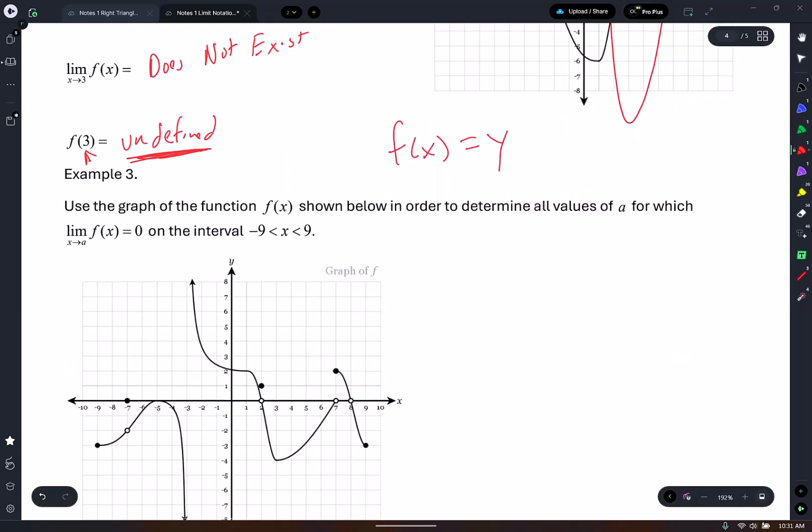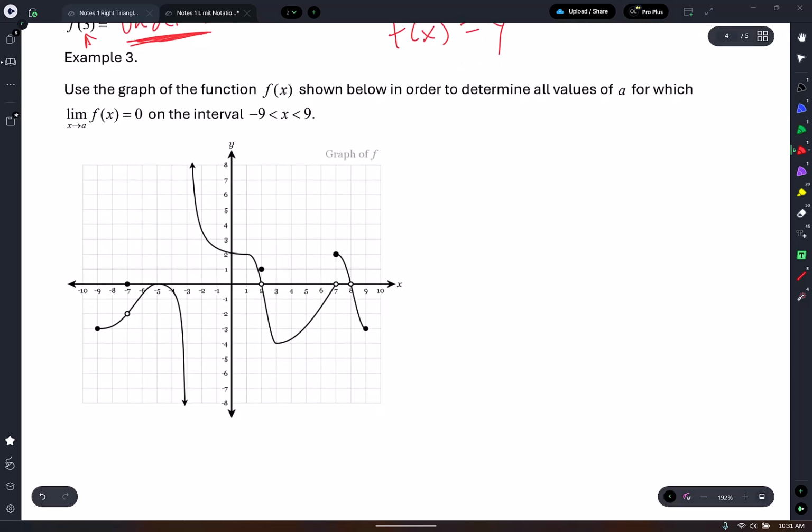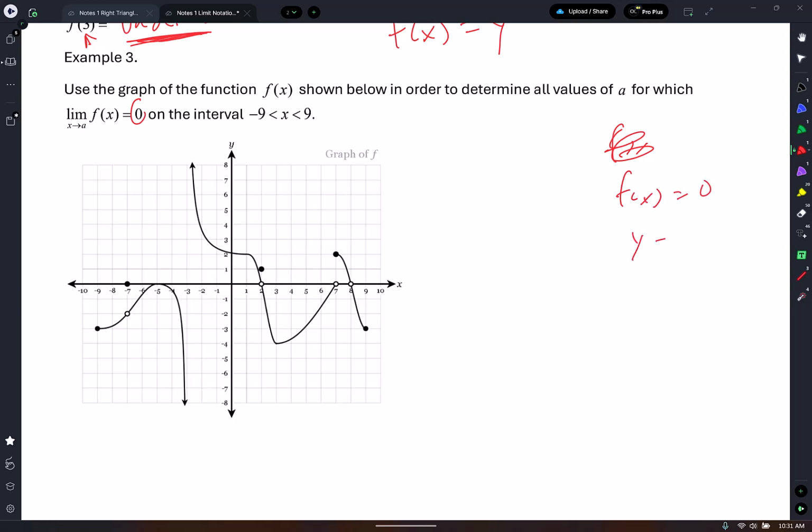All right, look, we're almost done, guys. We have this function. It says use the graph of the function shown below in order to determine all values a for which the limit as x approaches a of f of x equals 0. Okay, so here's the easiest way to do it. What does it mean for f of x to be 0? That means I want my y value to be 0.